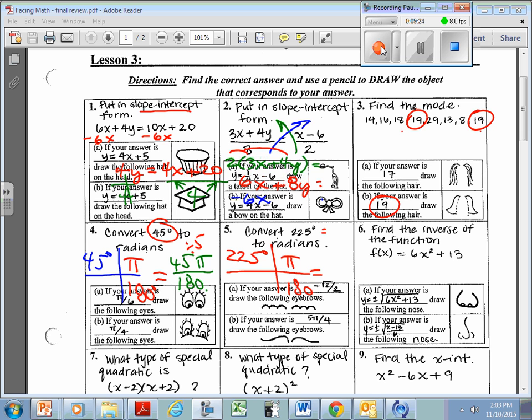It's clean. Number 6, I'm going to find the inverse. Anybody know the first step in finding the inverse? Write down the problem. Very good start. I like that.